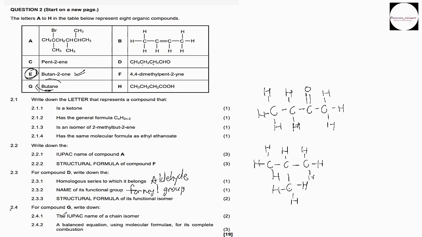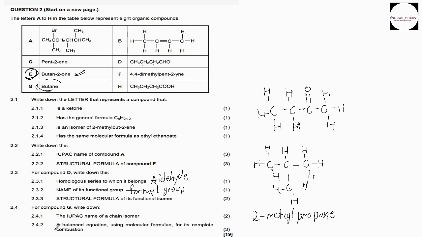Now, what do they want? They want the IUPAC name. So the IUPAC name has to be what? 2-methylpropane, right? So that's supposed to be 2-methylpropane, and that's the IUPAC name for 2 marks.